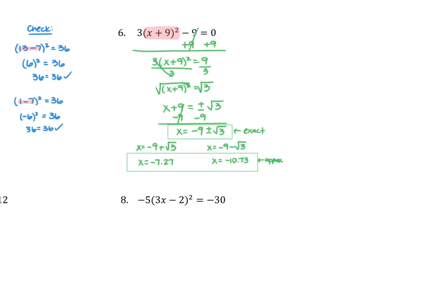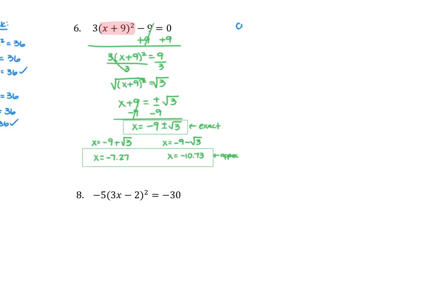Now, if I wanted to check this one, I'm going to go through the same process. You must use your exact answer. So I have 3 times negative 9 plus the square root of 3 plus 9 squared minus 9. Now I'm going to simplify what I can in the parentheses. Negative 9 and positive 9, they go away. So now I have 3 times the square root of 3 squared minus 9 equals 0. Now remember, this means square root of 3 times square root of 3, which gives me the square root of 9.